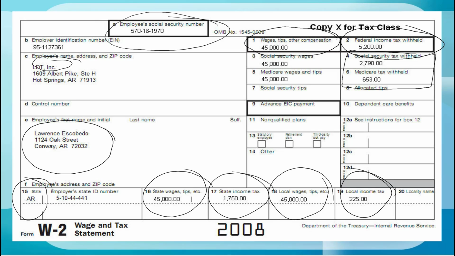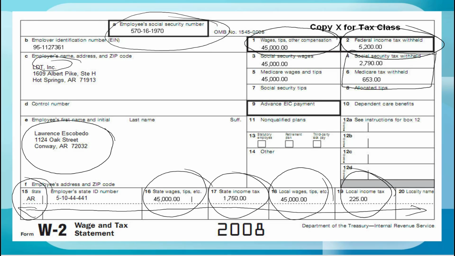And if you see, there's also a line here. So if an employee worked in multiple states, it's going to show in this area where I'm drawing. Mostly it's 2 states, or some people have 3. If somebody worked in, like, 10 states, then they may have multiple W-2s. They may not have just one W-2, because it lists the states.